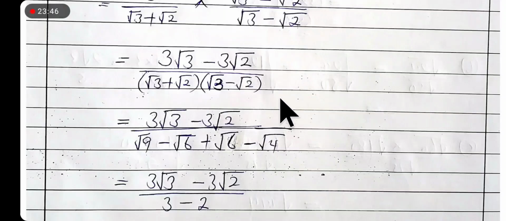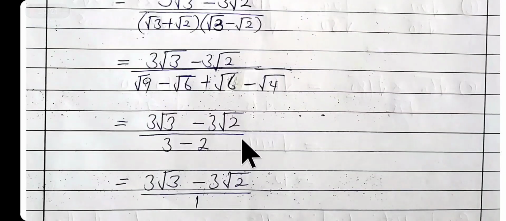Okay, then the denominator we have to open it now. Root 3 times root 3 is root 9. Root 3 times minus root 2 is minus root 6. Root 2, we are done with this root 3 now. We use this root 2 now. Root 2 times root 3 is plus root 6. Plus root 6 times minus root 2 plus root 2 times minus root 2 is minus root 4.